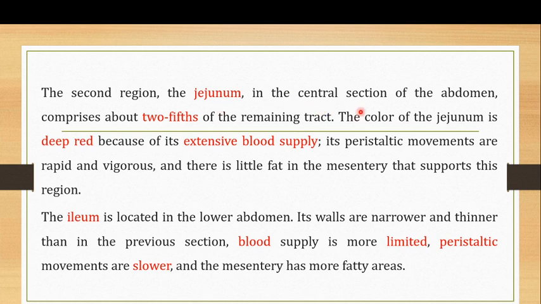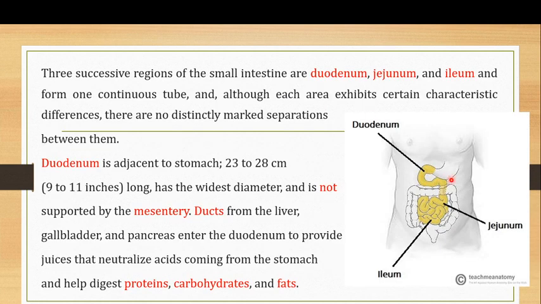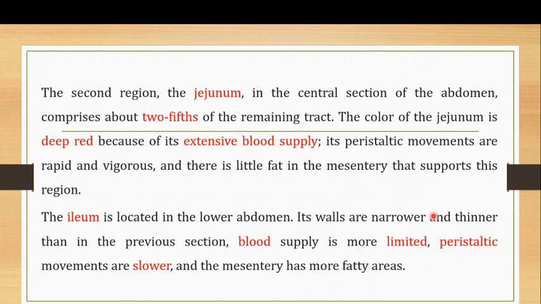The second region of the small intestine, the jejunum, is actually the largest of the three, and it is in the central section of the abdomen. As you can see over here, the one you can see in the middle is known as the jejunum. It comprises about 2/5 of the remaining tract of the small intestine.